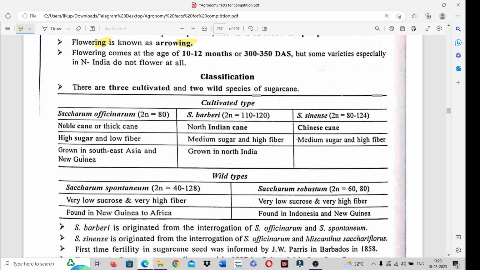Officinarum is known as noble cane and thick cane. It has high sugar and low fiber content, and is grown in South East Asia, New Guinea. Barberi is Indian cane, North Indian cane, with medium sugar and high fiber, grown in North India. Then sinensis is Chinese cane, medium sugar and high fiber.